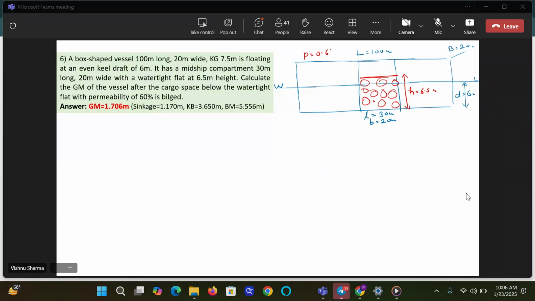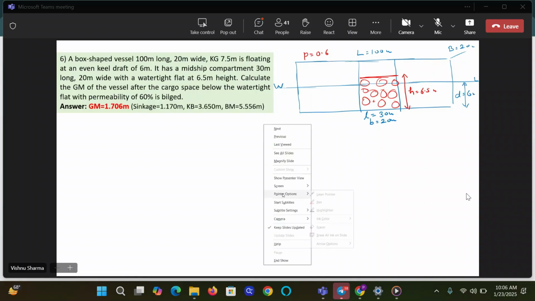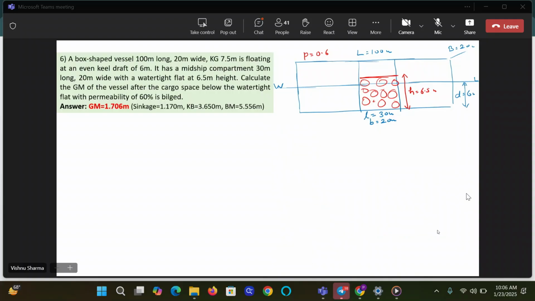Is this the diagram you made for the intact condition, guys? Yes. Anybody who made something else and wants clarification? Now, guys, in this diagram only, please shade the lost buoyancy. You already know how to shade the lost buoyancy. I'm sure you would have shaded up to 6 meters. Am I right, guys? Yes or no?